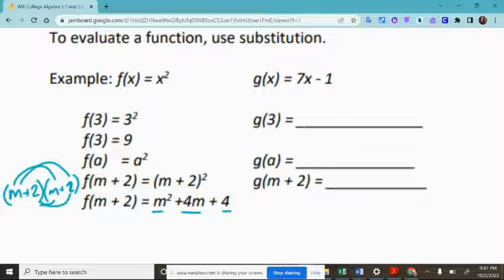Okay. Now g of x, g of 3, 7 times 3 minus 1, which is 21 minus 1, which is 20.